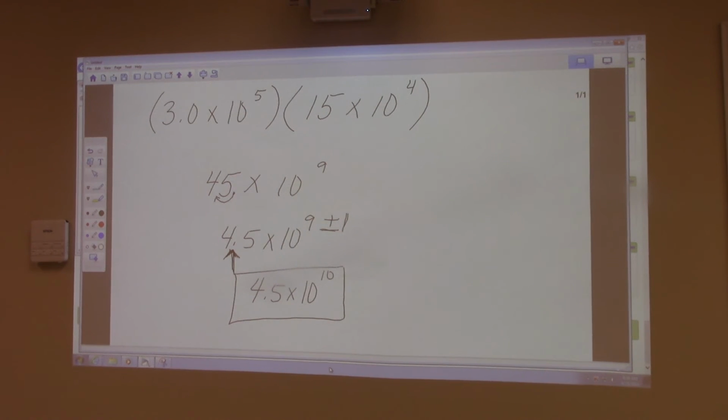Now, if you got 4.5 times 10 to the 10th, and you didn't use that, then it ain't what? It ain't broke. Then you don't need to worry about it. So let's do another one.